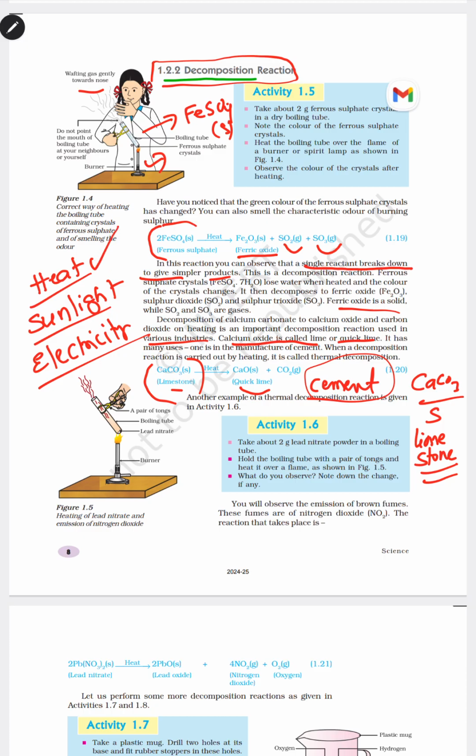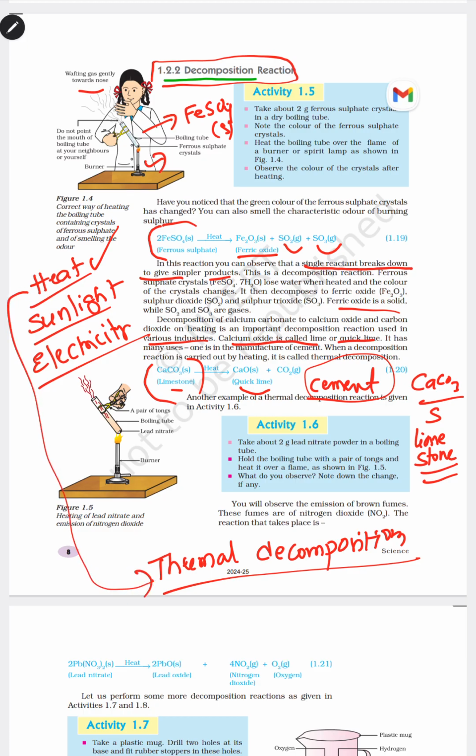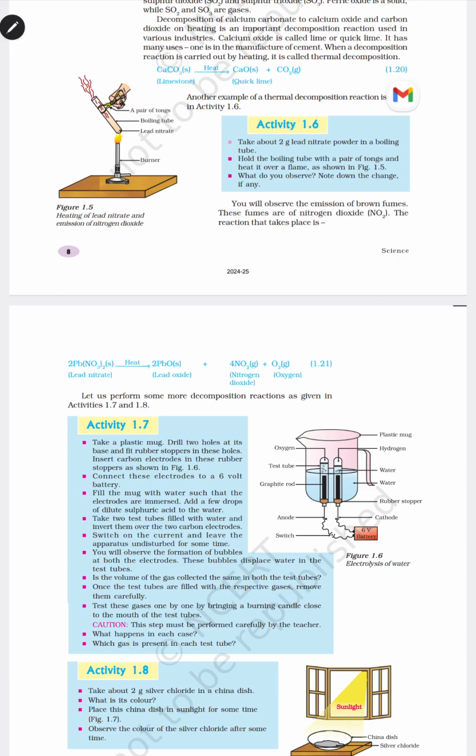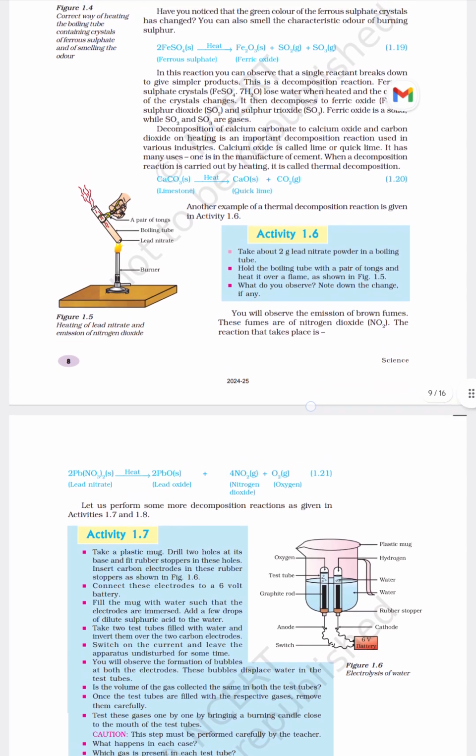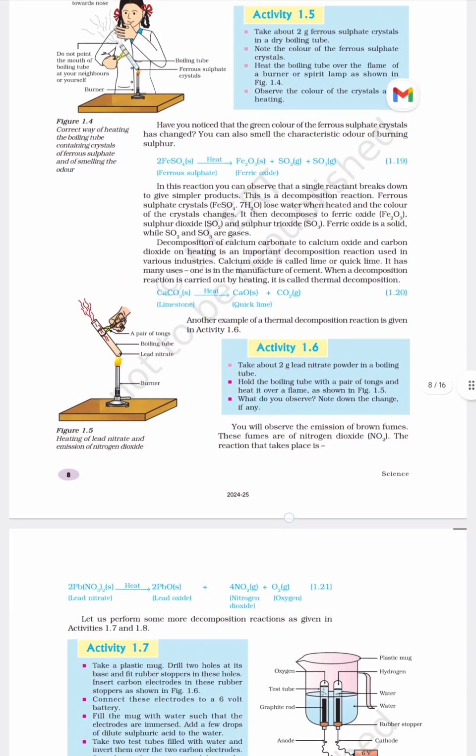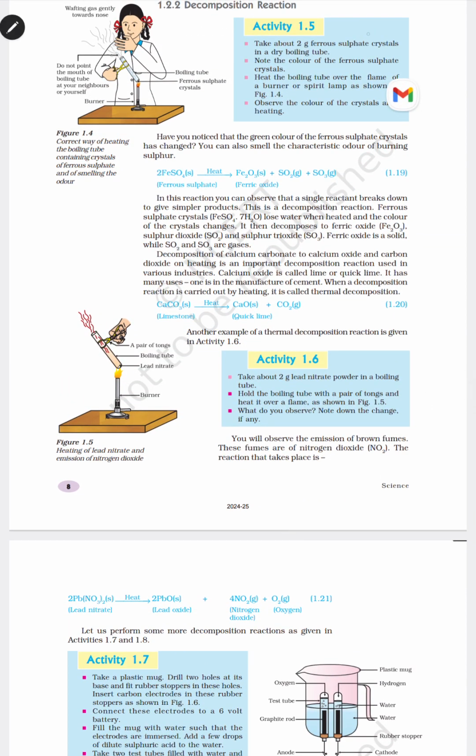Using the heat energy, these types of decompositions are known as thermal decomposition. Whenever there is an involvement of heat, those types of reactions are known as thermal decomposition, right? So if the decomposition is happening with the help of heat, then we name it as thermal decomposition. Now another example you can take for this thermal decomposition itself. So just now we have seen two different thermal decomposition examples. Ferrous sulfate is one example.